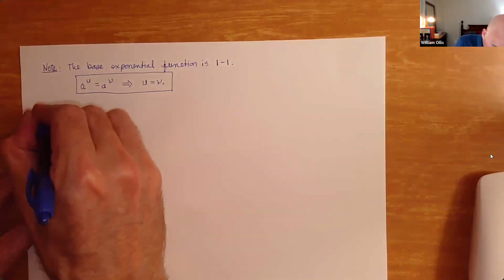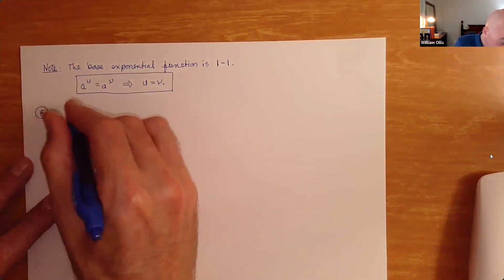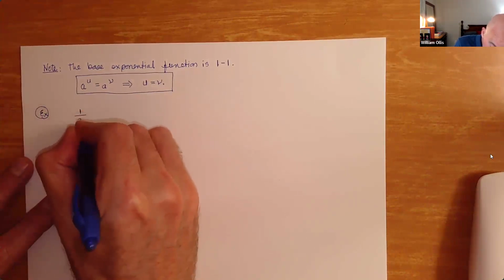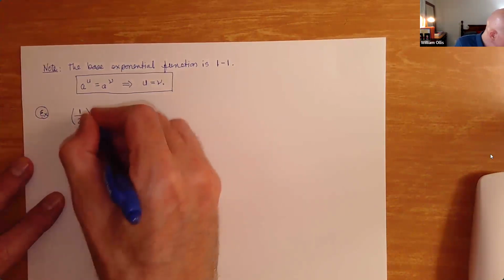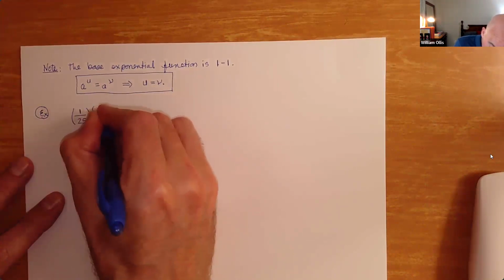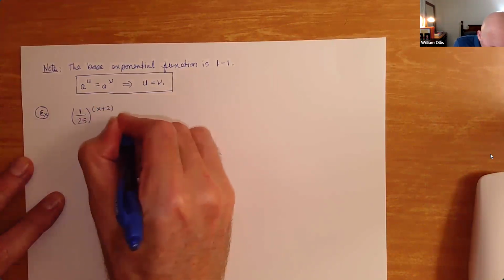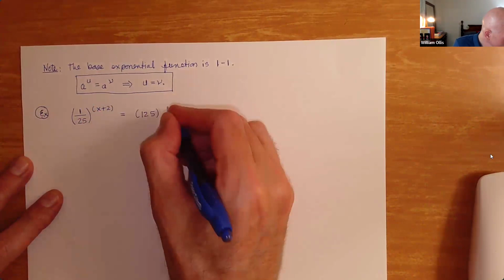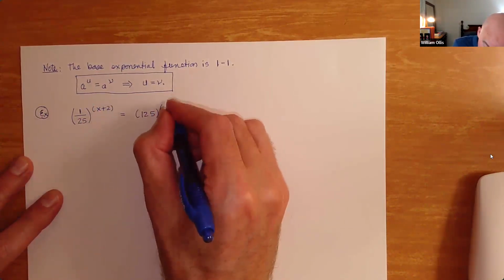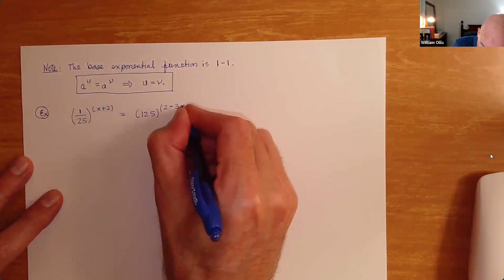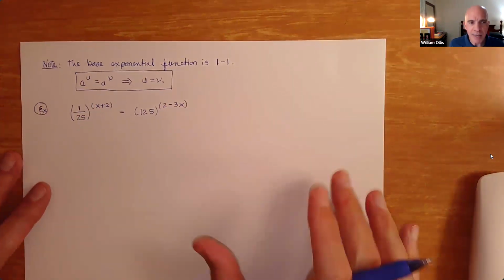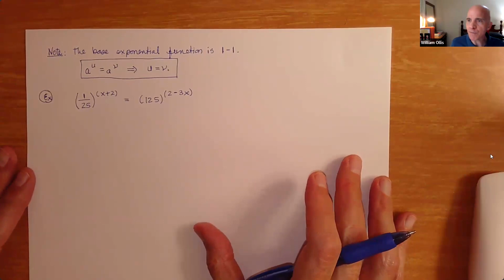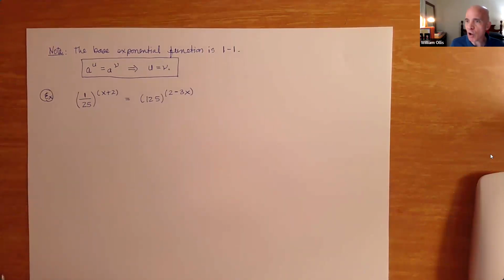Now, here's an example. We have 1/25 raised to the x plus 2 power. And this will equal 125 raised to the 2 minus 3x power. Now, when you look at this, you're thinking, well, this is very different from the types of equations that we saw previous to this. But by using the 1-to-1, we can actually solve this.